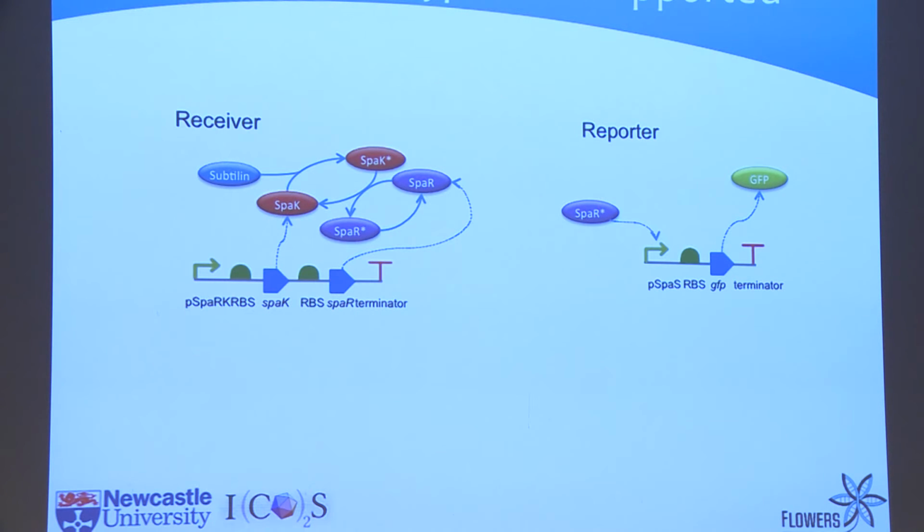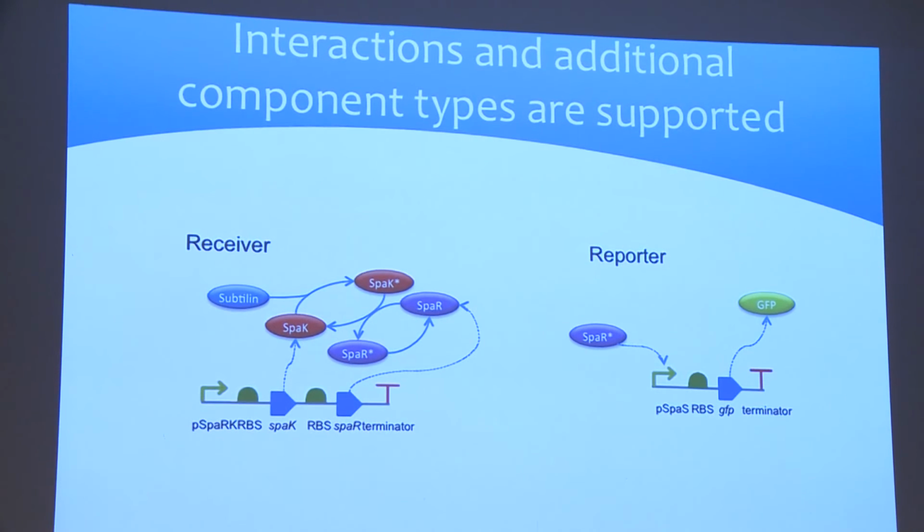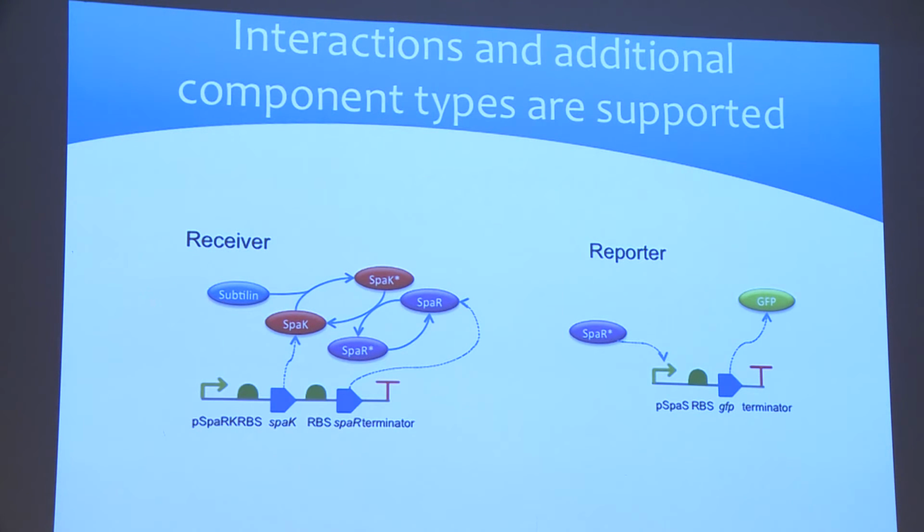I can also represent biological interactions and also different types of biological components, not just DNA-based ones. So using SBOL 2, I can specify a compound, a small molecule, protein-based biological components, or RNA-based ones, or protein complexes too. So I can now specify the whole system using SBOL 2.